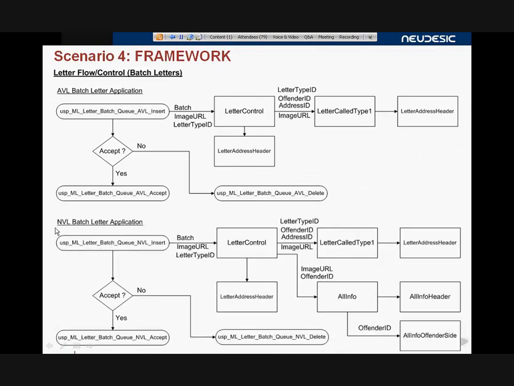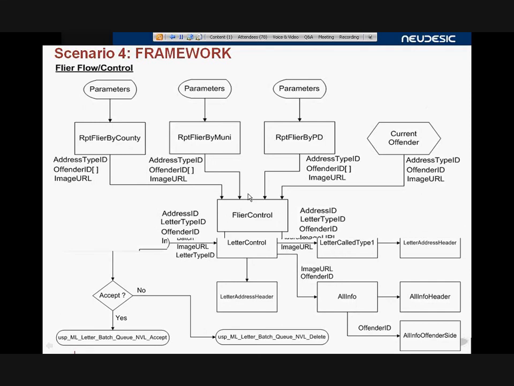So in my batch flow, it's going to call the letter control, my address header, letter type 1. There it is again. And this is now the NVL. This is now the police investigation. Same thing. The letter control, it's all reusable. Look at that, exactly the same. Here's the all info. So instead of having to write 40 plus different RDLs, I had to do far, far fewer than that and make everything reusable in this framework.